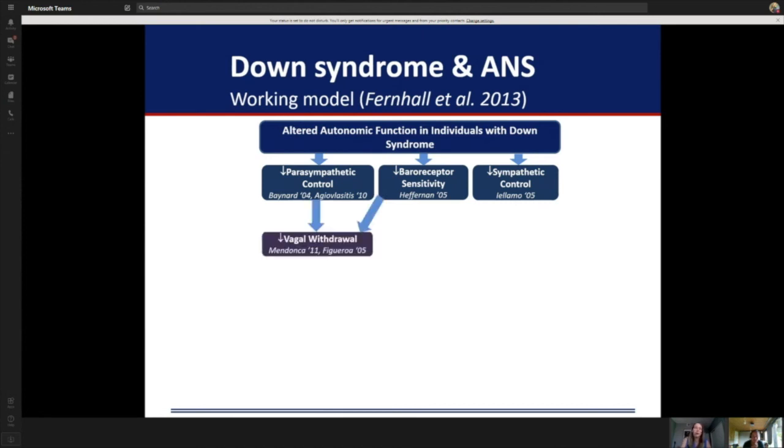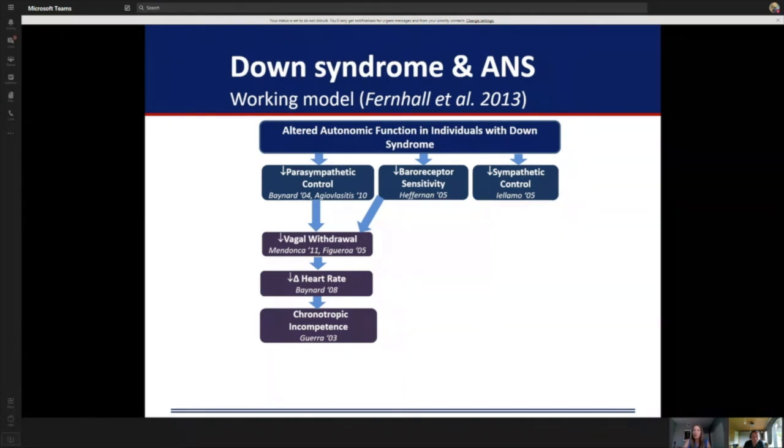So vagal withdrawal in exercise is an issue. With less parasympathetic control, there is less vagal withdrawal with exercise. You would expect the parasympathetic activity to go down, but since it is not, it still is too active at those exercise intensities, which also means that heart rate doesn't go up as much. So the change in heart rate is lower in Down syndrome with exercise than it is in the general population. And this phenomenon is called chronotropic incompetence.